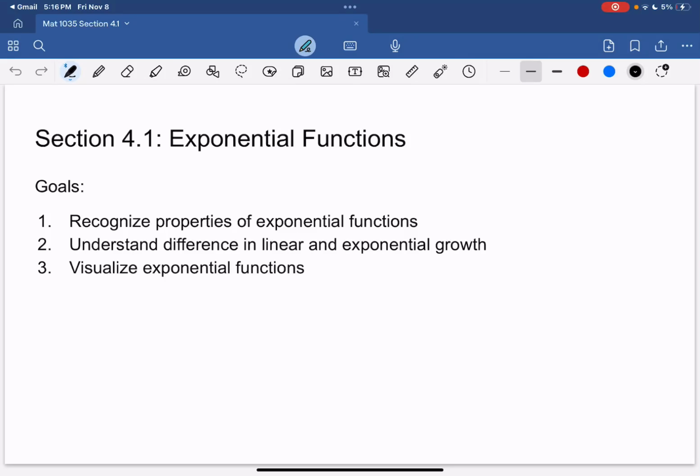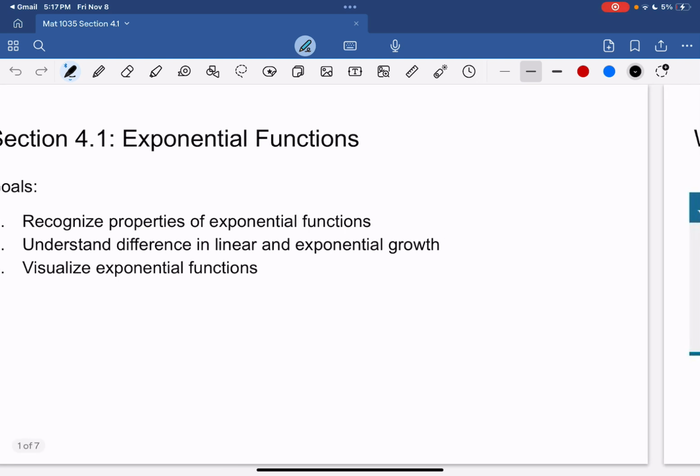Okay, so now we want to get into section 4.1. This is going to move us into our finance section of the class. And the first thing we want to talk about in 4.1 is exponential functions. They're things you've seen before, but maybe didn't realize it, or maybe you've forgotten. So we'll talk about some properties of exponential functions. We'll talk about the difference in linear and exponential growth, and then we'll visualize, meaning we'll look at what exponential functions look like from a graphing standpoint.